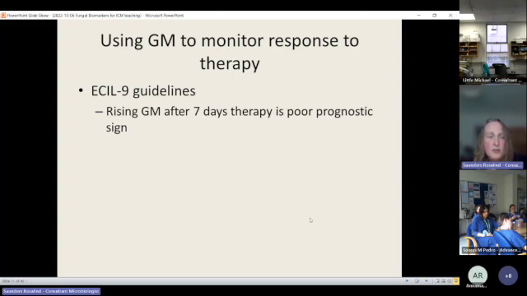The ECIL-9, so that's the European Conference on Infections in Leukaemia, they say that you can use galactomannan to monitor response to therapy, but actually it's more to monitor lack of response. So if you're on treatment for some considerable time and your galactomannan is still rising, then that's a poor prognostic sign. And we'd be wanting to look into things like whether there was anything else that we could do in terms of source control, or perhaps switching to another antifungal because there might be resistance.